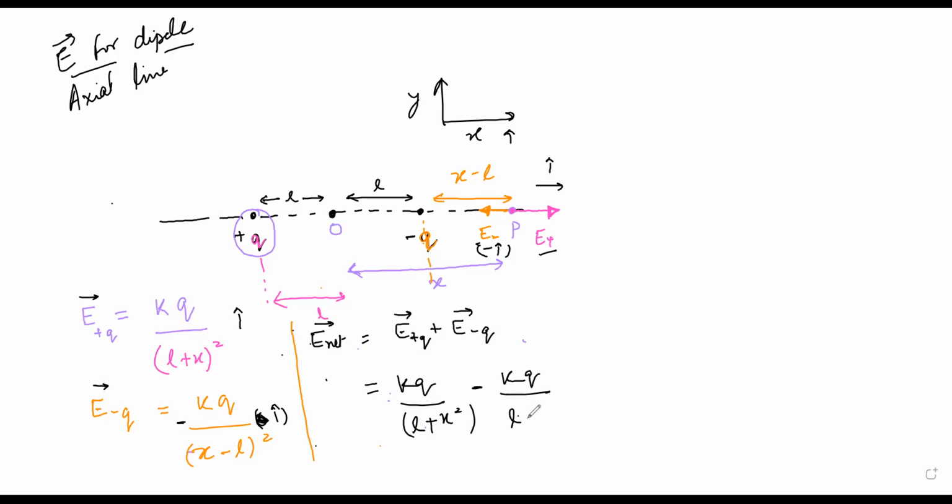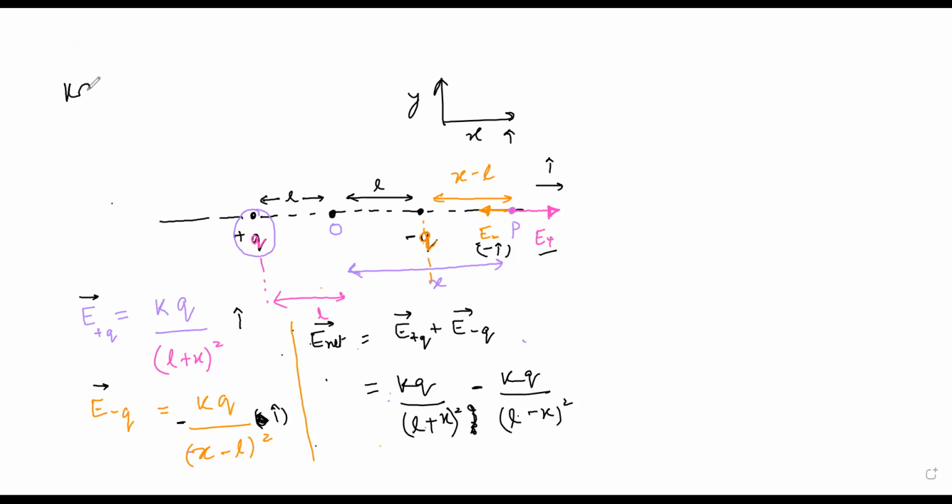KQ by L minus X square. Yes or no? All of you are getting it? Yes or no? Tell me. Okay. Now if I solve this further, see what happens. Sir, for the E plus Q, wouldn't it be KQ by L plus X the whole square? Ah, yes. Sorry. Yes. Correct.